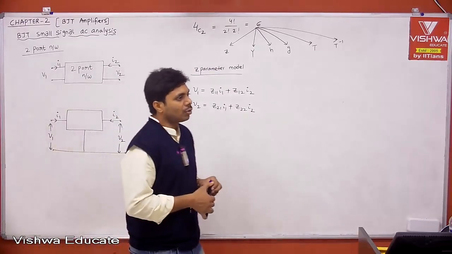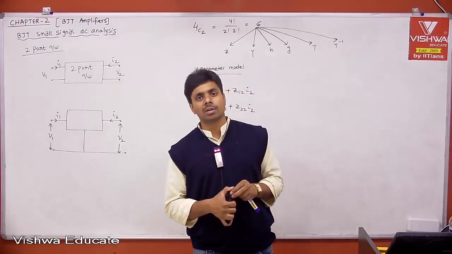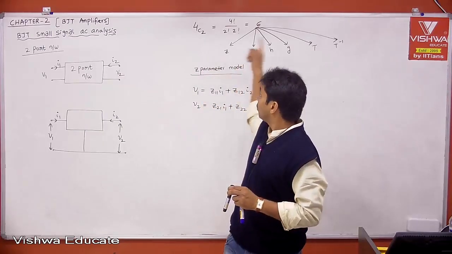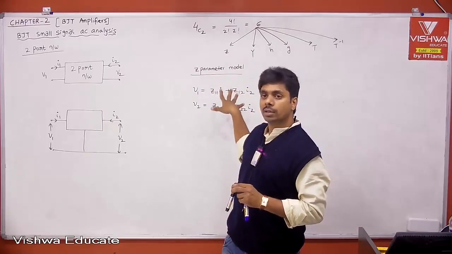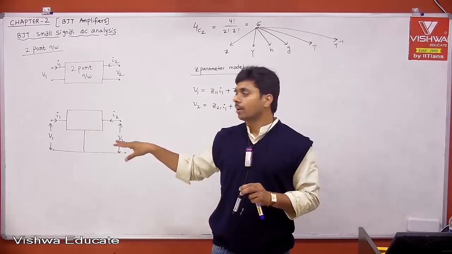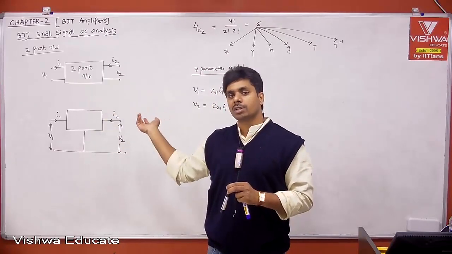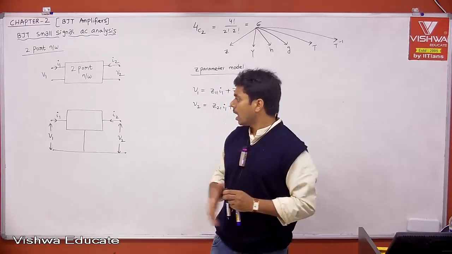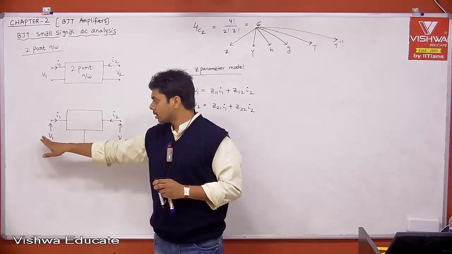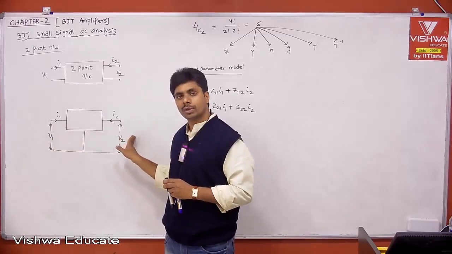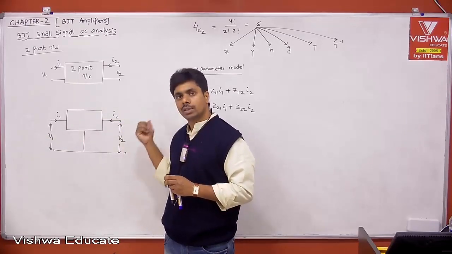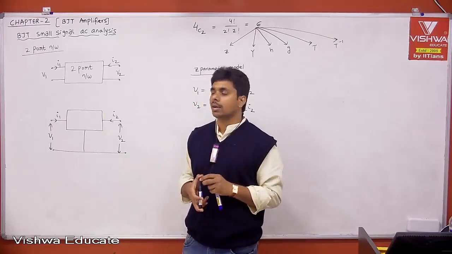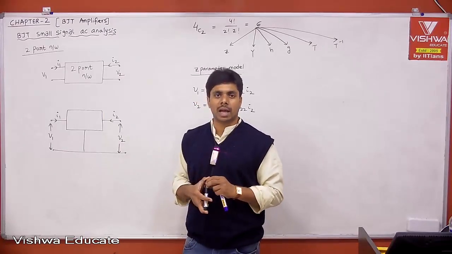Therefore, indirectly, we don't need to know what is inside the black box. Once I characterize my black box with any one of the models, and you know that model's parameters, then for any input we can get the relation between output and input. Let us say an amplifier. If I give a signal at the input, I want to know what the output is. If I know the Z parameter model, yes, I can find the output. That is the advantage of two-port network analysis.